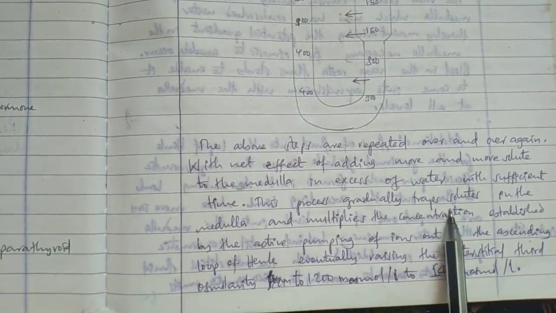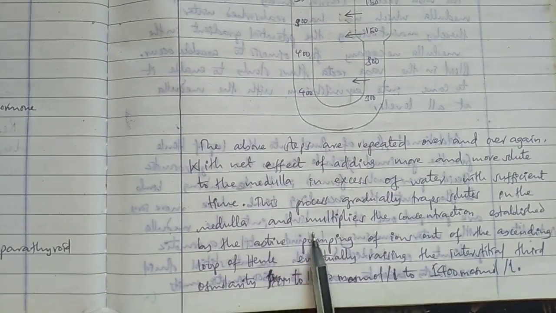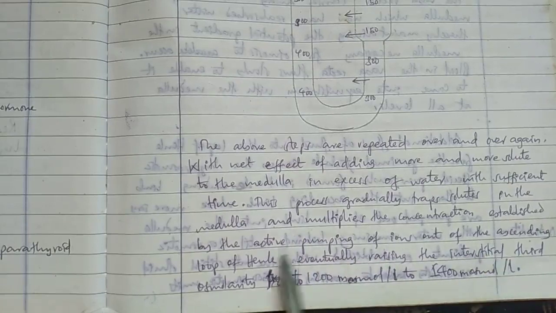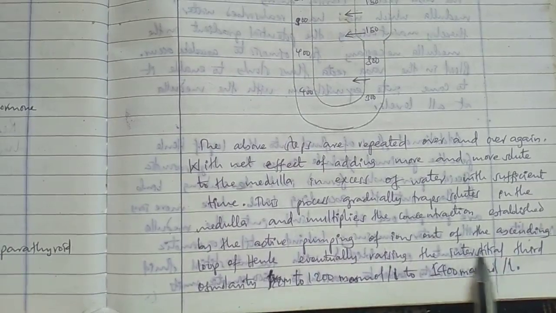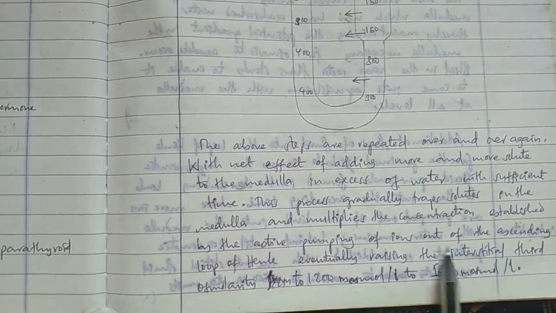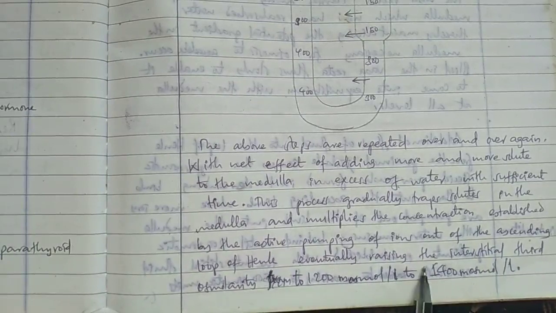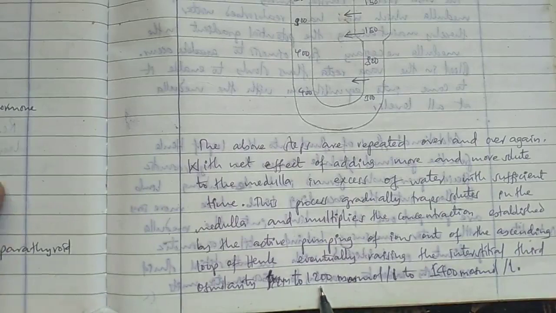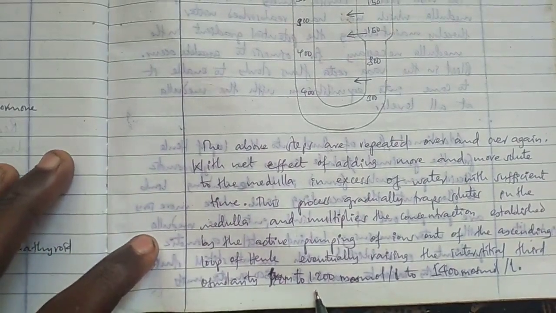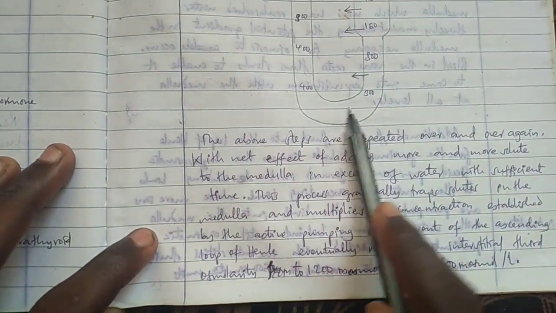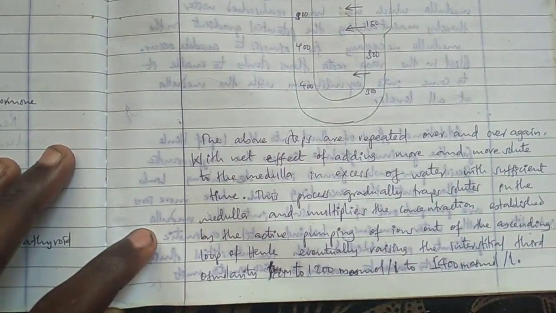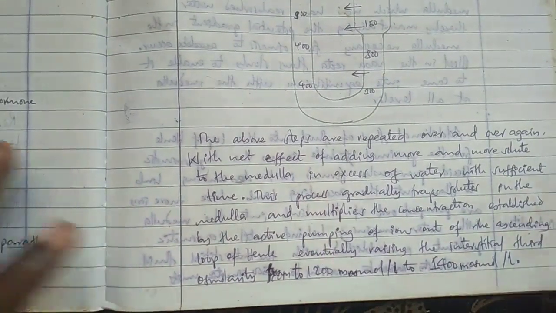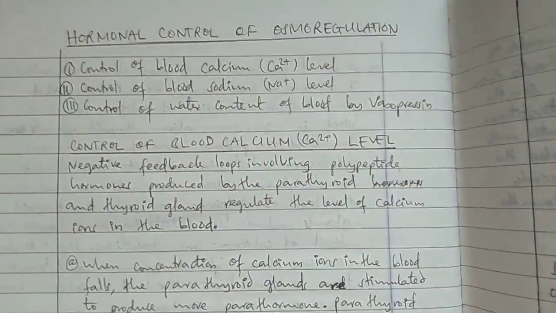This process gradually traps solute in the medulla and multiplies the concentration established by the active pumping of ions out of the ascending loop of Henle, eventually raising the interstitial fluid osmolarity to 1200. You see, sometimes the osmolarity can rise to 1200 or 1400, but here we are just showing 400. So this marks the end of our discussion regarding the countercurrent multiplier.